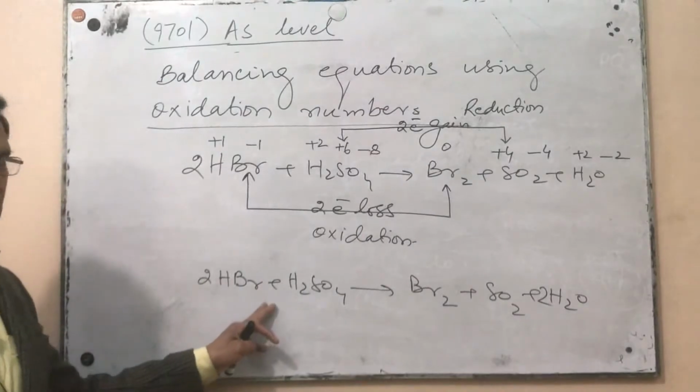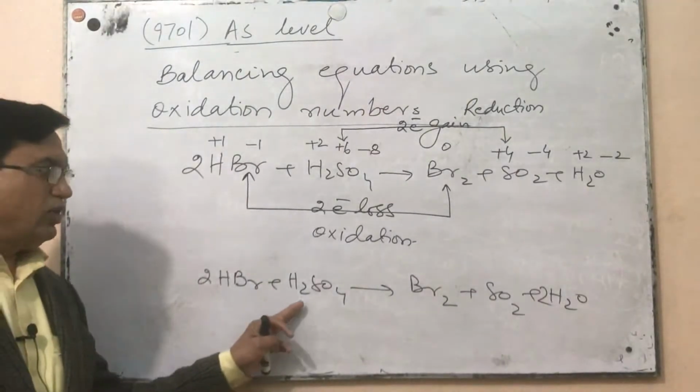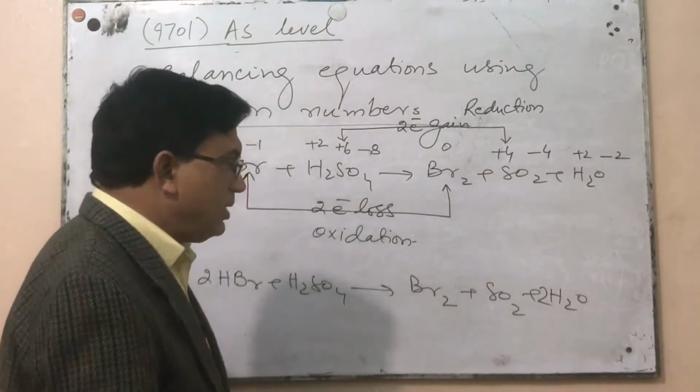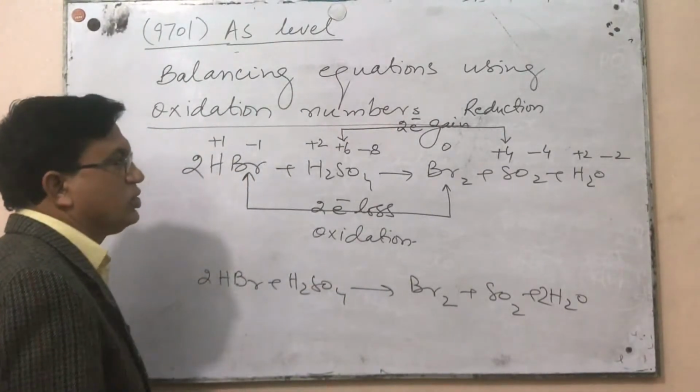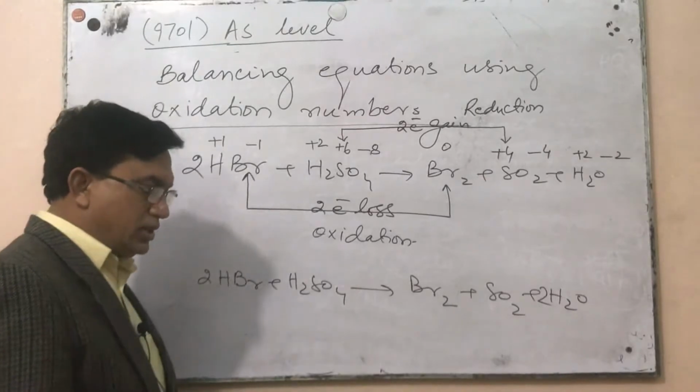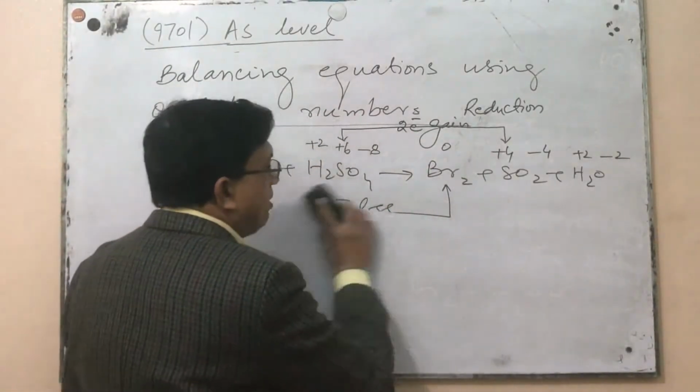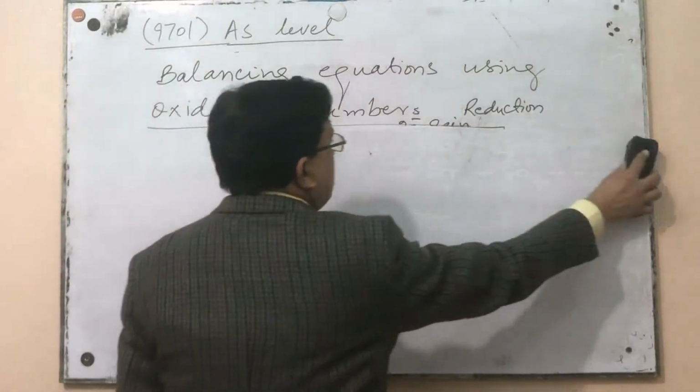Now this equation is balanced with the help of the oxidation number method. Now the oxidation number method helps us very much in balancing the equation. We can take another example for balancing the equation.